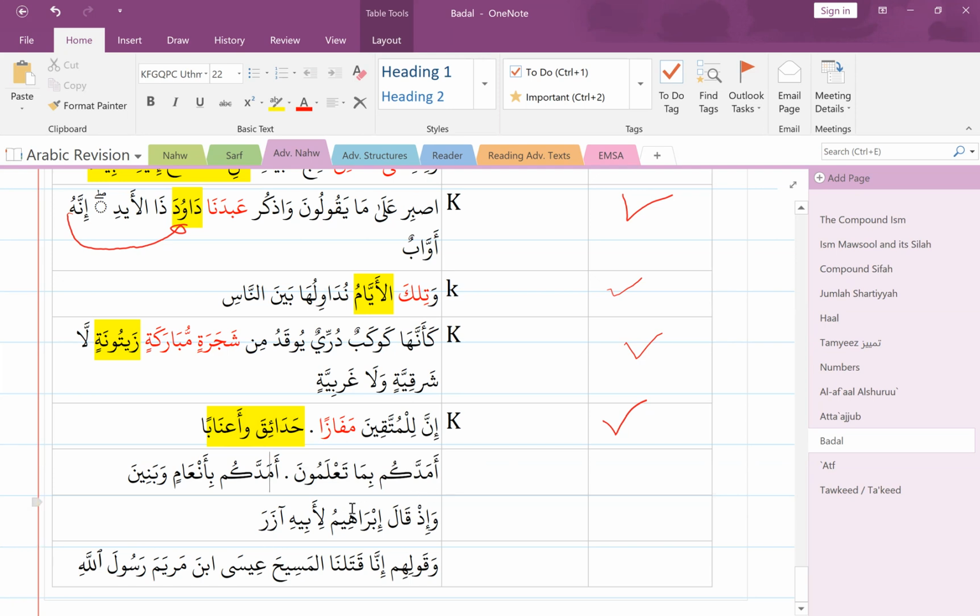Amattakum bima ta'lamun. Amattakum bi an'amin wa banin. Yes. The first amattakum is the mubdal minhu, and then the second amattakum is the badal al-kul of the first one. So you can see that in this one we are actually replacing an entire sentence. Previously we've been doing maybe mawsul sifa or just a single ism, but here we're replacing an entire sentence.